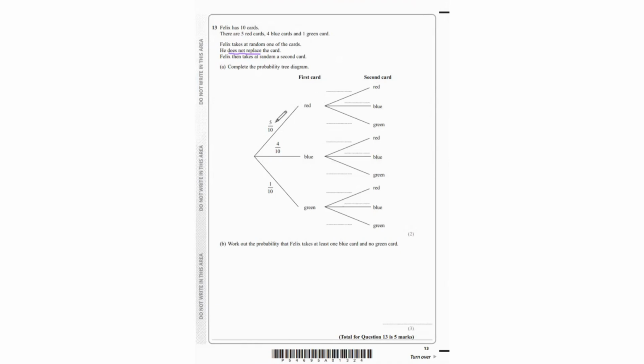They have given the probability of getting a red, blue, and green card for the first attempt. Now for the second, if he's not replacing the cards, that means there is 1 less card in the total number of cards. So if he's taking red first, then the number of red cards is going to be 4 and the total cards are going to be 9. For blue, the number of cards is going to be the same, but the total is less. Same for green, it's 1 over 9.